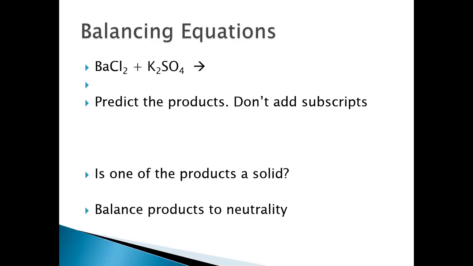BaCl2 plus K2SO4. What I want you to do is predict the products. Do not add the subscripts. Hayden. BaCl2, ionic compound, potassium sulfate, ionic compound. Two ionic compounds. This is a double replacement reaction. Predict the products.